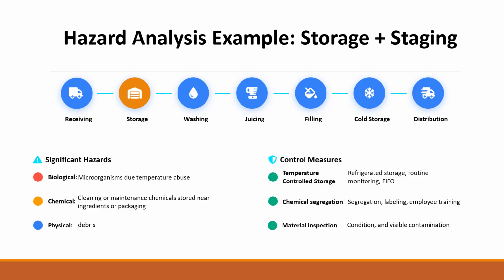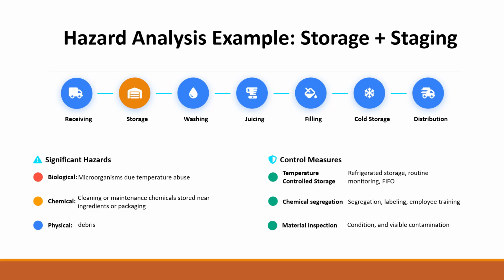Storage and staging is an area where facilities often experience deviations, and it's a step that can easily create risk if it's not well controlled. From a biological perspective, many fruits and juice ingredients are temperature sensitive. Improper storage can allow microbial growth, especially when product sits in a warm staging area for extended periods of time. These biological hazards are controlled through cold storage temperature controls, FIFO practices, defined limits on staging time, and documented monitoring to verify that conditions are being maintained.